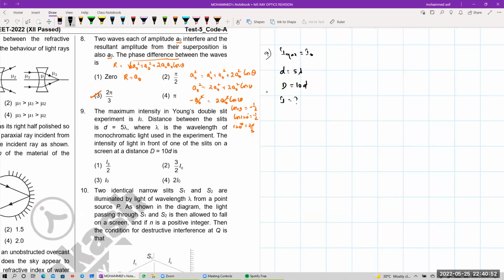ठीक है, कोई करेगा? Anyone? करके बताइए बेटा। Anyone can give me the answer? Zoha: I naught by 2. Very good. आया सभी को?